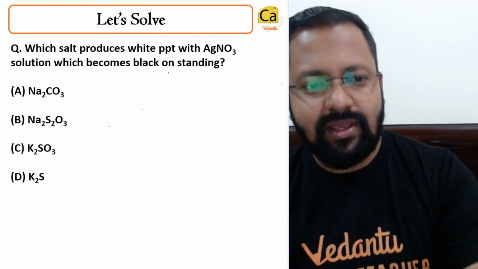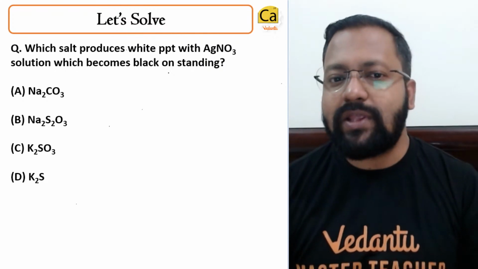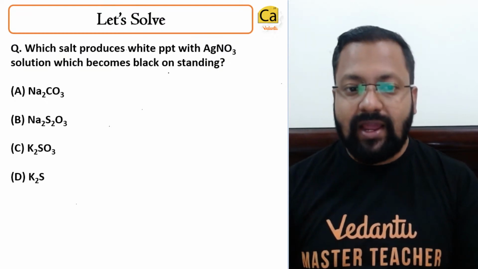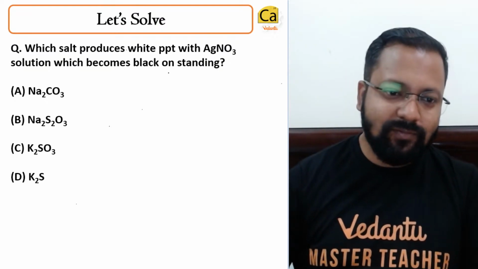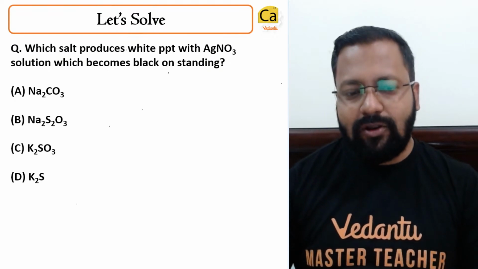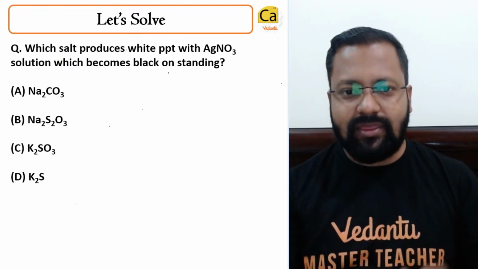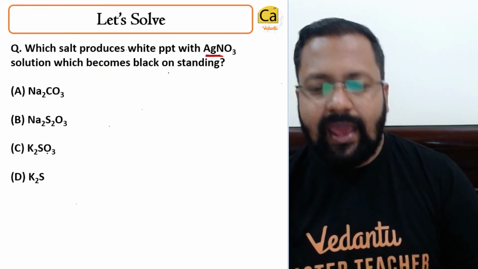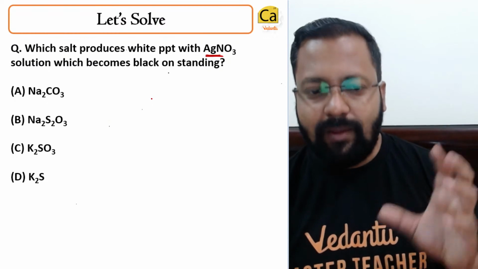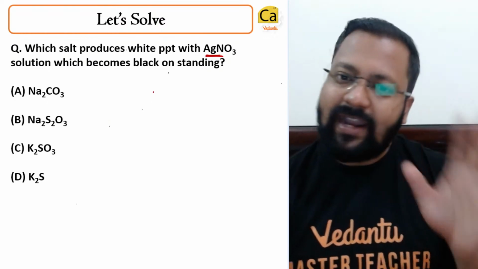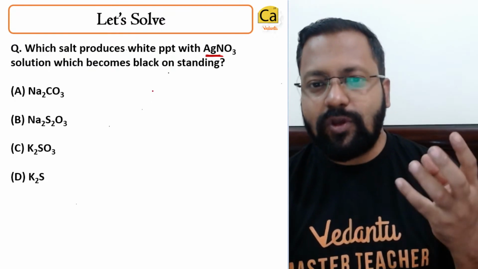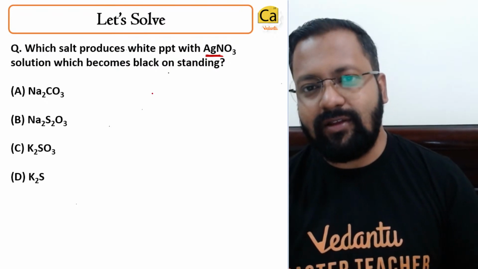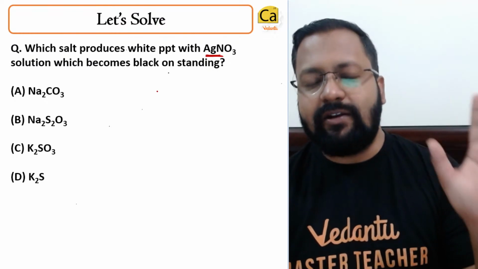Next question is this: which salt produces white precipitate with AgNO3 solution which becomes black on standing? Which ion? See, AgNO3 is going to react with these salts and it will produce a compound which is white in color. However, if you leave it undisturbed, then it will turn black.